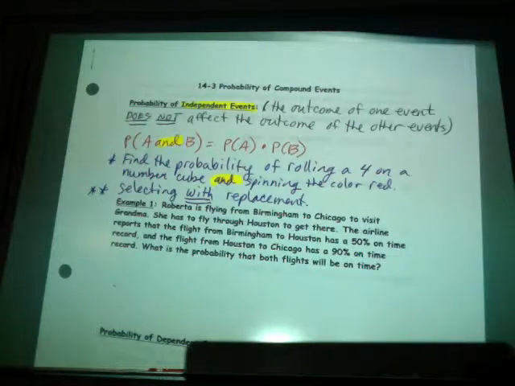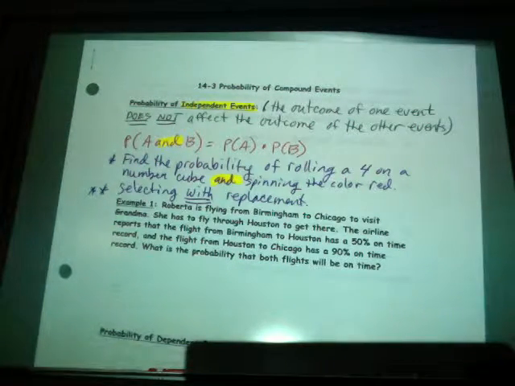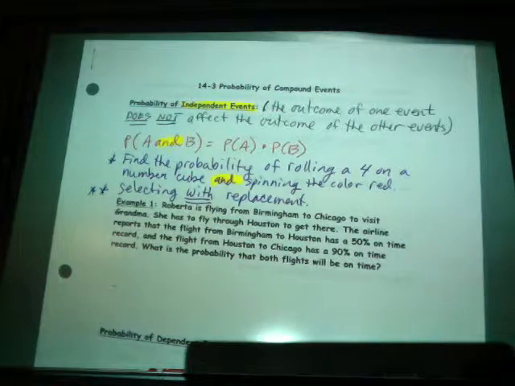Because you now have 2 out of 9 rather than 2 out of 10. If I put the white marble back in, the probability would be 2 out of 10. They would be considered independent because their bottom numbers are the same. So I don't want, for an independent event, one event to affect the other.